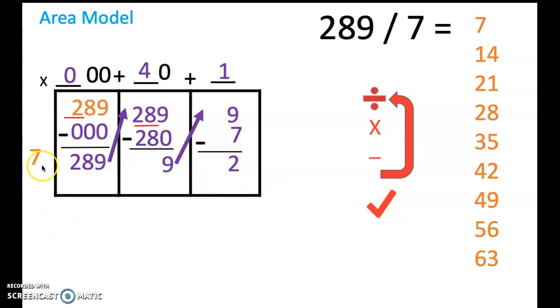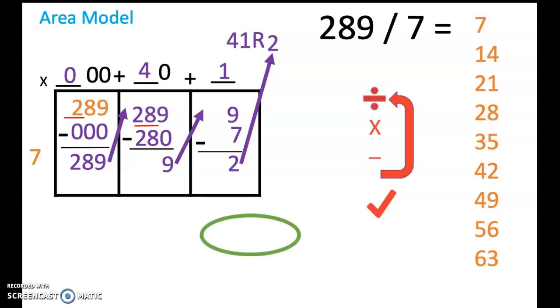Is 2 smaller than 7? Yes, it is. That means that 2 is our remainder. So we have a 0 in the hundreds place, a 4 in the tens place, and a 1 in the ones place. And we don't need that 0 at the front because it doesn't have any value. So your answer is 41 with remainder of 2.